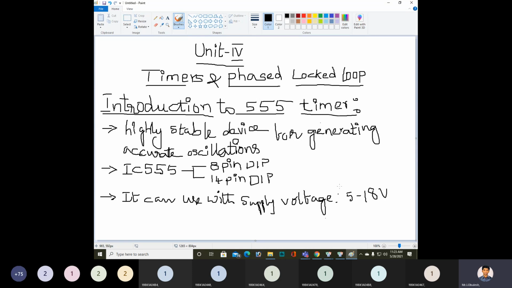And it can drive load up to 200 milliamps.